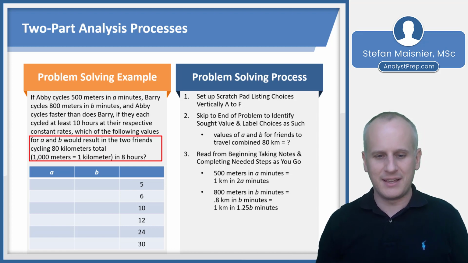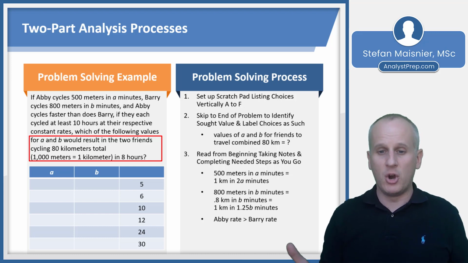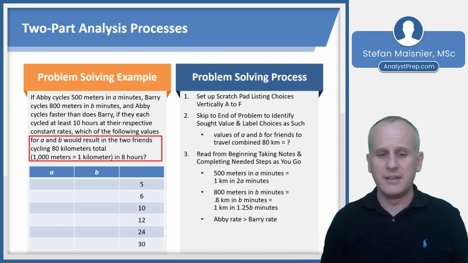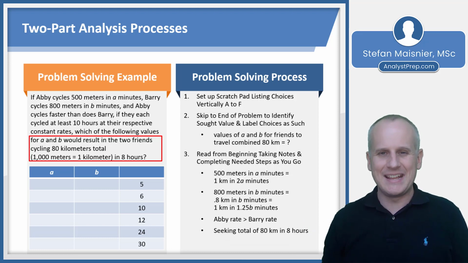Then we keep reading. We see that Abby is going to cycle faster than does Barry, so Abby's rate is faster than Barry's rate. If they each cycled at least 10 hours at their respective constant rates, okay, that's just telling me that they keep going long enough for the scenario to play itself out. Which of the following values would result in the 2 friends cycling 80 kilometers total?